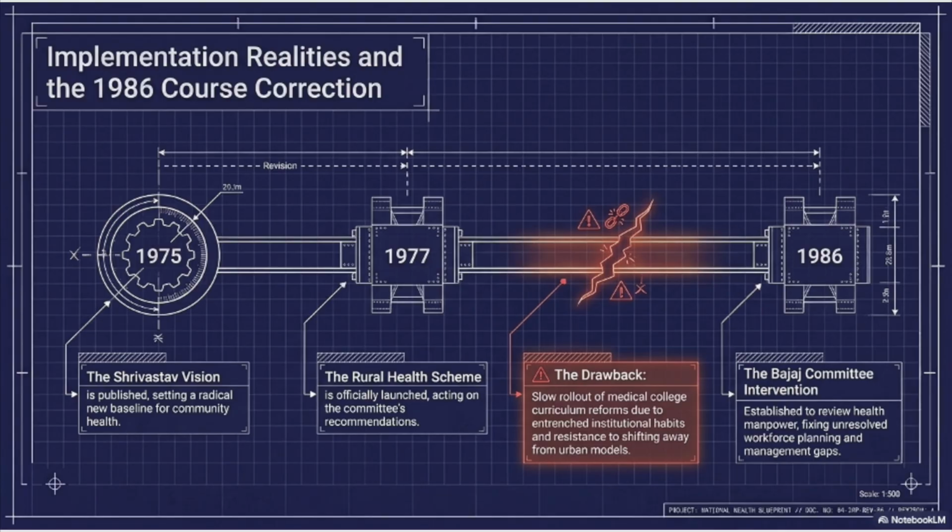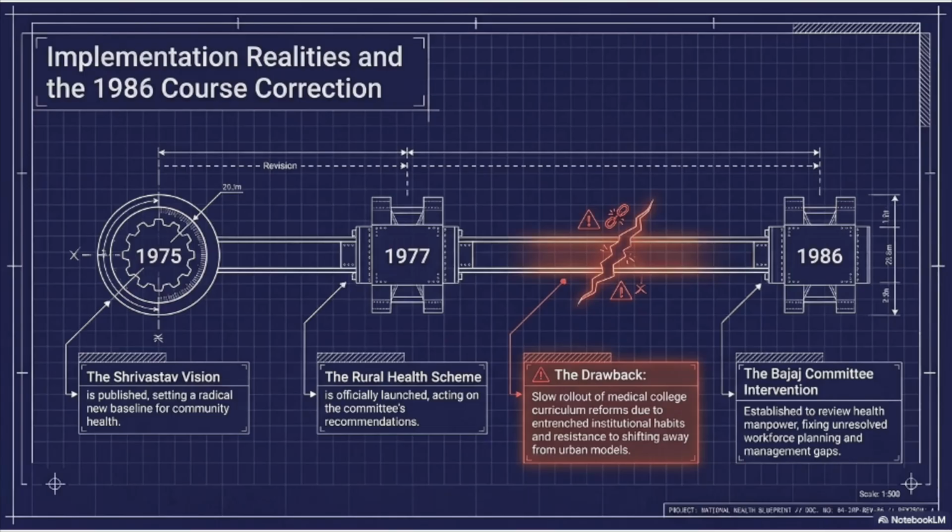Now let us look at how this vision unfolded in reality. The Shrivastav vision was published in 1975, setting a radical new baseline for community health. By 1977, the Rural Health Scheme was officially launched, acting directly on the committee's recommendations. However, there was a drawback.